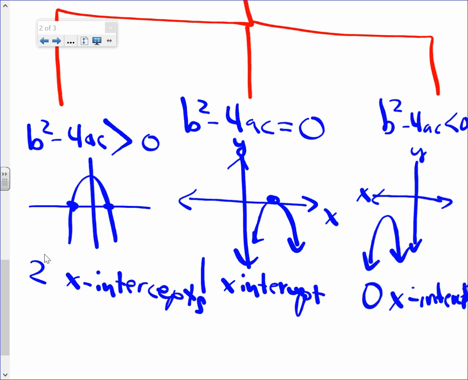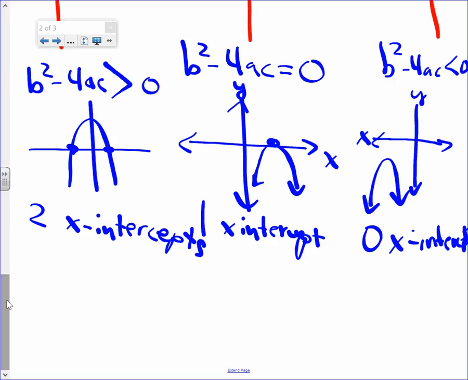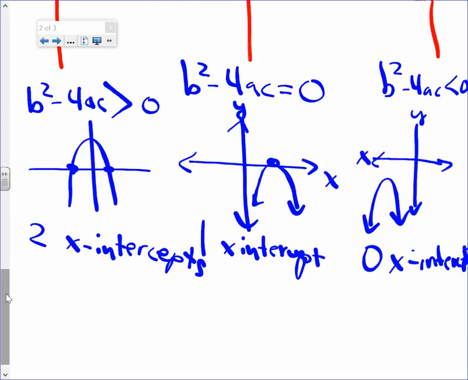3 cases, 3 scenarios. If b squared minus 4ac is a positive number, that means greater than 0. If it's positive, you're dealing with a parabola with 2 x-intercepts. If b squared minus 4ac is equal to 0, you're dealing with a parabola with 1 x-intercept. And last but not least, if b squared minus 4ac is a negative number, like we got for warm-up, remember we got -8, Hernandez? You remember how we got -8? That parabola would never cross the x-axis that we're dealing with. Now, we haven't graphed anything yet. We're just doing this before we start graphing. I want you to know what x-intercepts are.